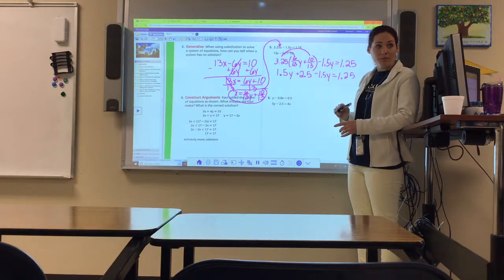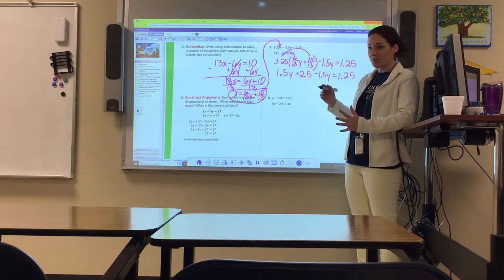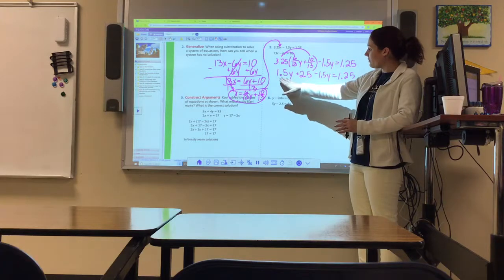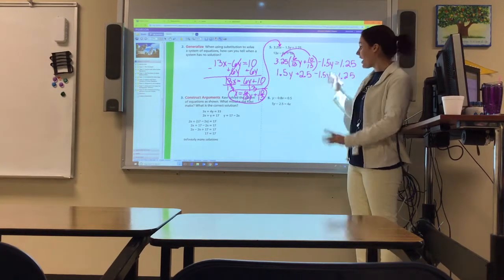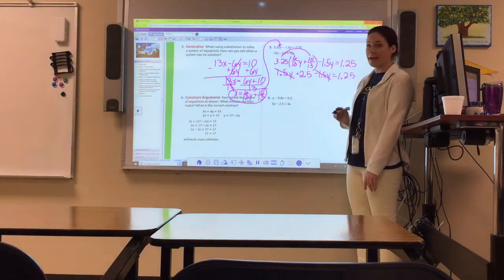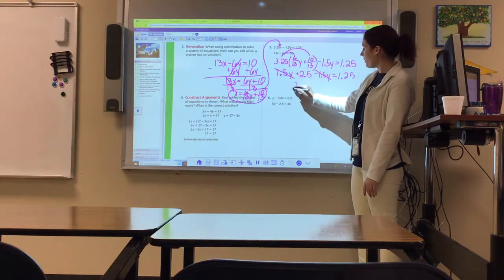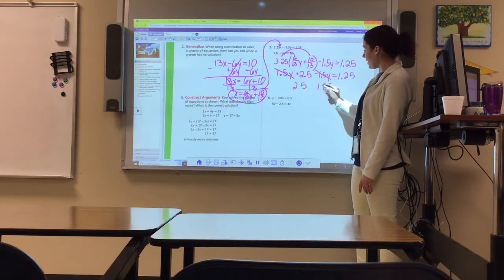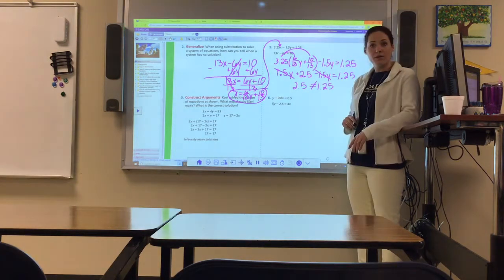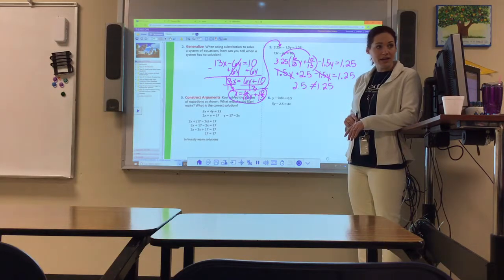You can cancel out the ones. After you distribute, you have to look at whether you have like terms or not. And I do, I have a 1.5y minus 1.5y, so my y's go away. I end up with 2.5 on the left, 1.25 on the right. They don't equal. If they don't equal, it is no solution.